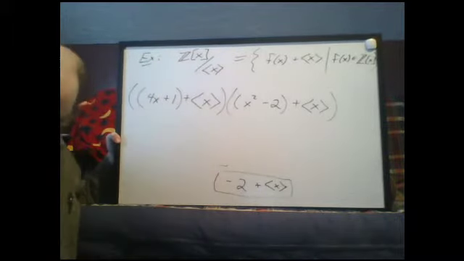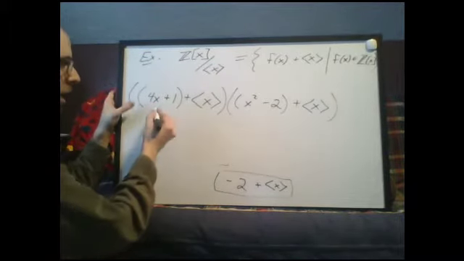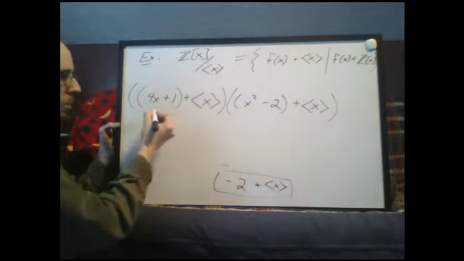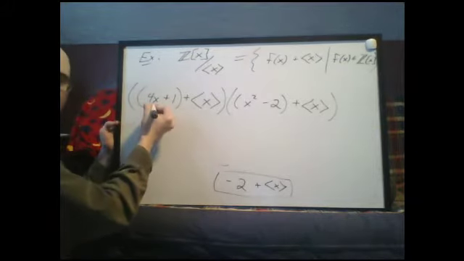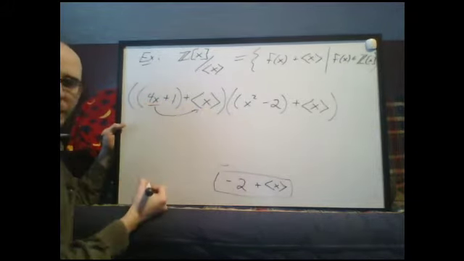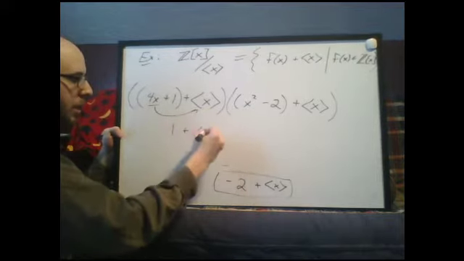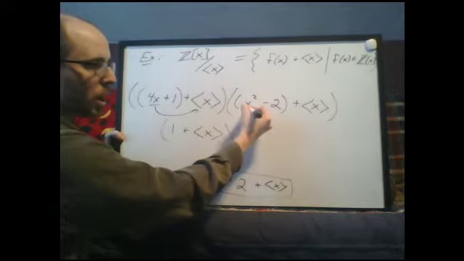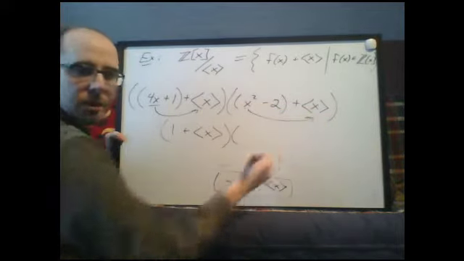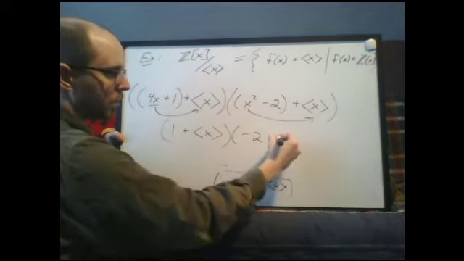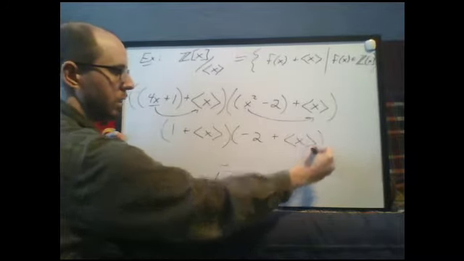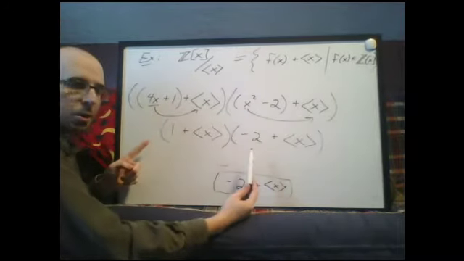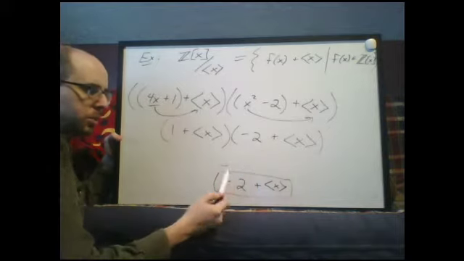I could have just reduced these before I multiplied. 4x doesn't really matter, so I can absorb that into my ideal. I have 1 plus the ideal. x squared is a multiple of x, so it can be absorbed into the ideal. I have -2 plus the ideal. And now I have reduced cosets. 1 times -2 is -2.